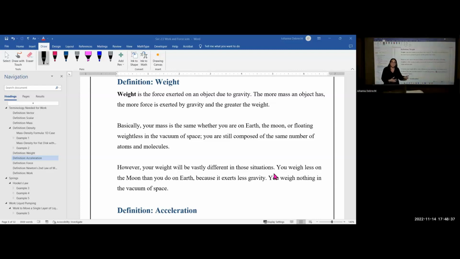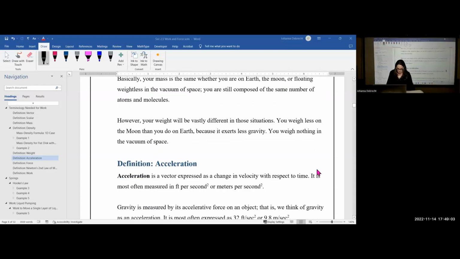When you get to the moon, it has less mass, so it exerts less gravitational force, and you weigh less on the moon. You have the same amount of atoms and molecules. Your mass is the same, but your weight is less. Now, in the vacuum of space, you have no weight at all. So you would weigh nothing because there's no gravitational field being exerted on you. But again, your mass would be exactly the same.